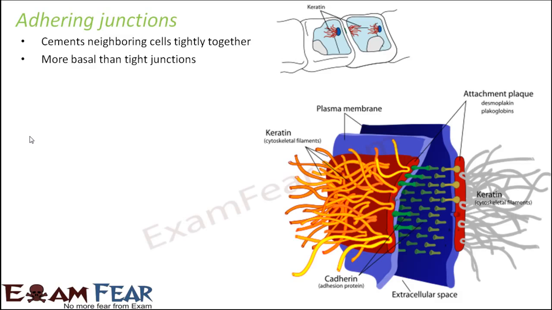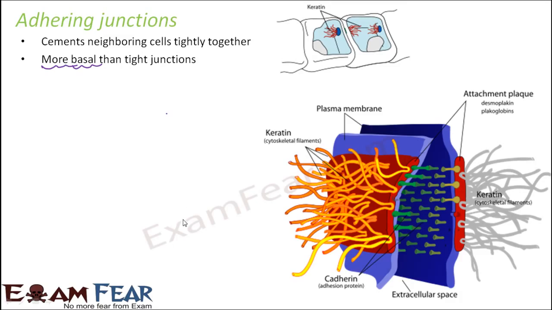These junctions are more basal when compared to tight junctions. What does that mean? When I say more basal, that means it is more towards the base. In the previous slide, we saw that the tight junctions between two cells are present towards the apical surface, towards the upper surface. But these adhering junctions are present towards the basal surface.